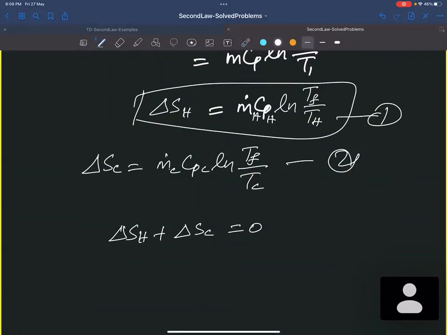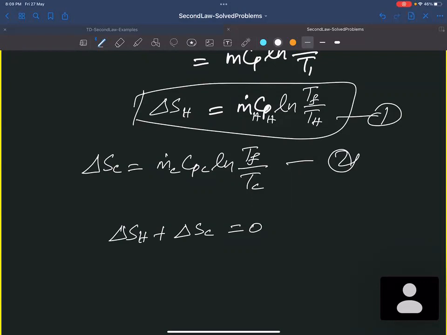Reservoir normally is applicable for a large mass of water, like the atmosphere is the greatest sink, or the ocean is also a greatest sink, whereas our streams are not like that, no? We have only 1 kg per second flowing.